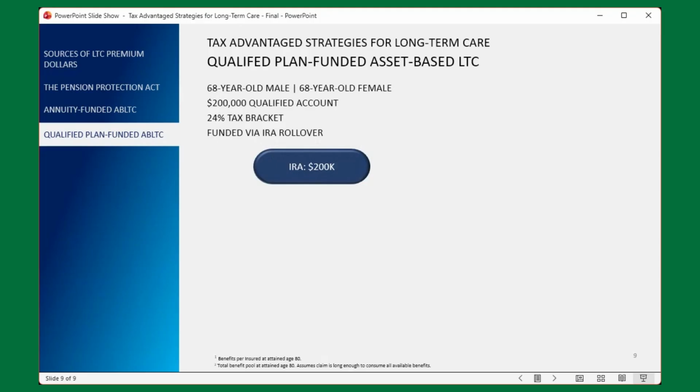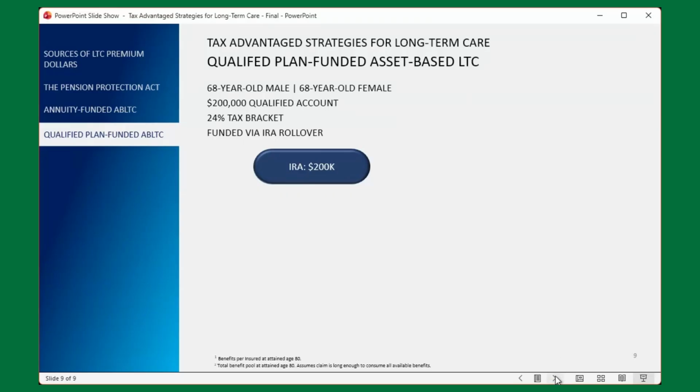Yeah, the joint solution is a good idea, especially again for somebody who's like middle America, right? It makes a lot of sense, I think. Yeah, absolutely. And we've got that same, I mean, it mirrors that previous slide almost to the T, right? But in this scenario, we've got the two spouses, both 68 years old.